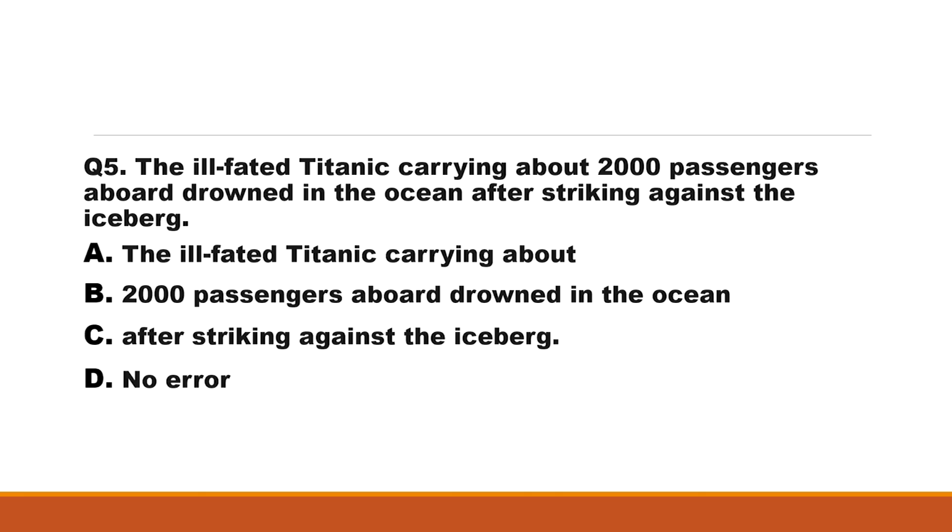So, let us discuss. The ill-fated Titanic, carrying about 2,000 passengers abroad, drowned in the ocean after striking against the iceberg. So, the grammatical error lies in option B. Drown means to suffocate underwater and die. It is used for living beings, that is for people, animals and so on. Whereas, sink means to submerge in the water. It is used for non-living things like a ship, a heavy box and so on. Titanic is what? It is a ship basically. So, therefore, a non-living thing like ship sinks.